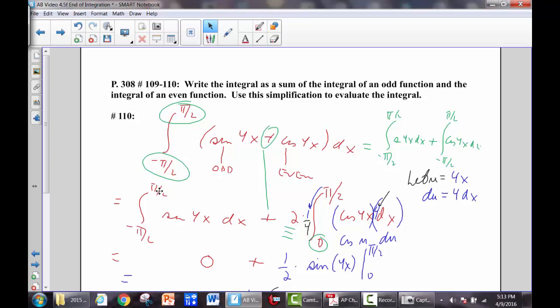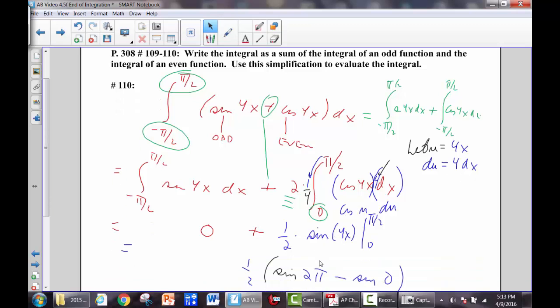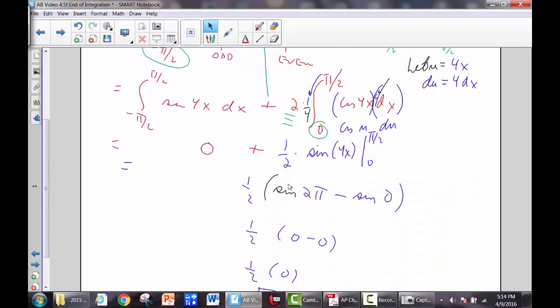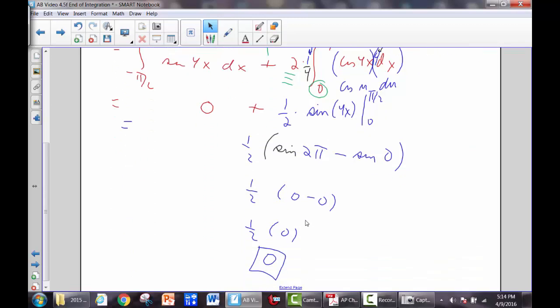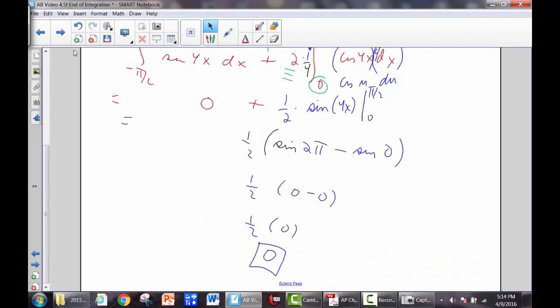This is an odd function, so you know this is going to give 0. This is an even function, so the integral from negative pi over 2 to pi over 2 is going to be 2 times the integral from 0 to pi over 2. You're going to let u equal 4x, du equals 4dx, introduce the 4, counteract with a quarter. You end up with 1/2 sine 4x from 0 to pi over 2. Evaluate that, and after all that, you'll get 0 plus 0, which is 0.